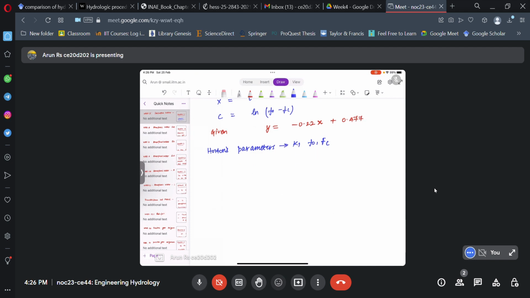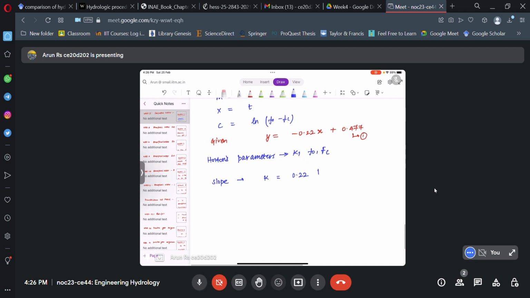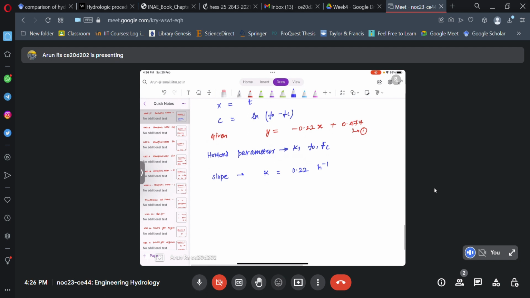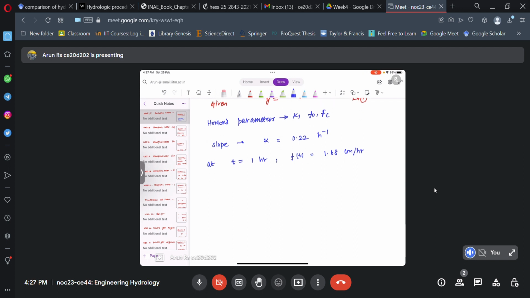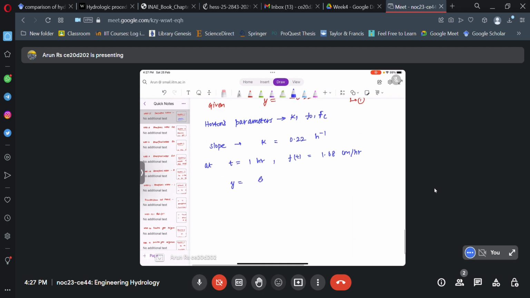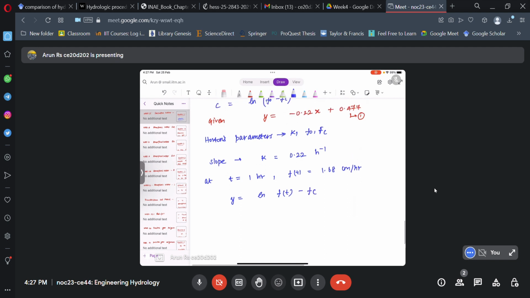So from this equation 1, we can estimate the value of K first. So K is nothing but the slope. K is equal to 0.22 and its unit is per hour. And we have been given at the time t is equal to 1 hour, infiltration rate f of t is equal to 1.68 centimeters per hour. So this data has been given to find your FC value. So if you see your y is given by ln of f of t minus f of c.